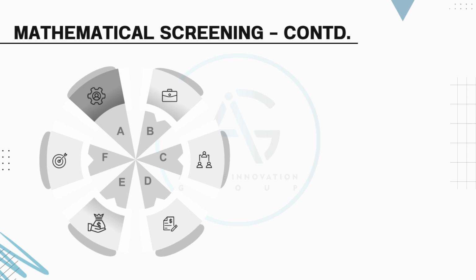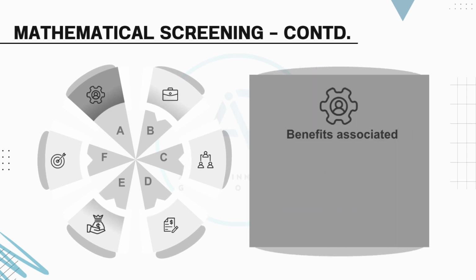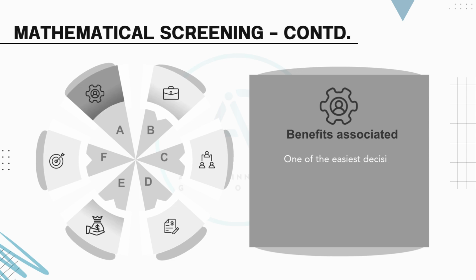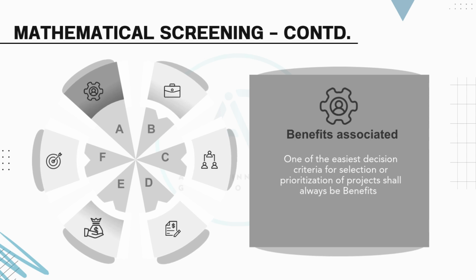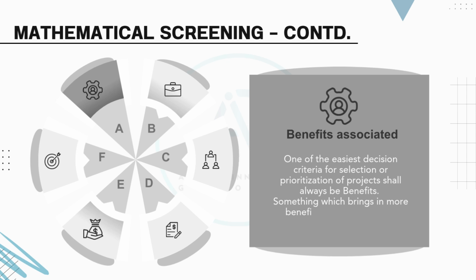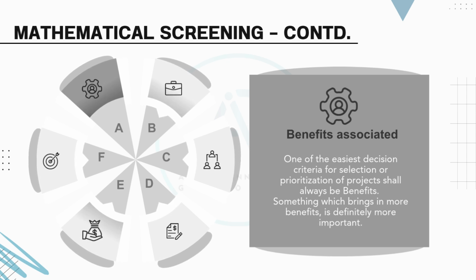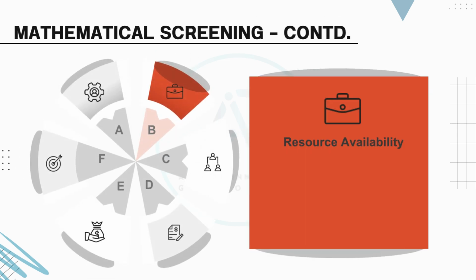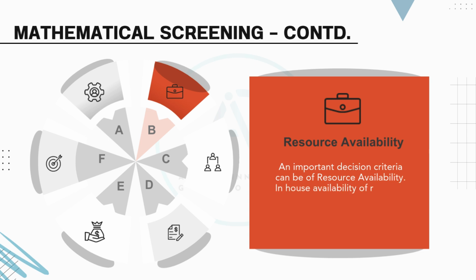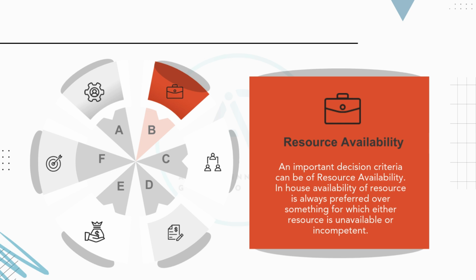Mathematical screening continued. Benefits associated. One of the easiest decision criteria for selection or prioritization of projects shall always be benefits. Something which brings in more benefits is definitely more important. Mathematical screening continued. Resource availability. An important decision criterion can be resource availability. In-house availability of resource is always preferred over something for which either resource is unavailable or incompetent.